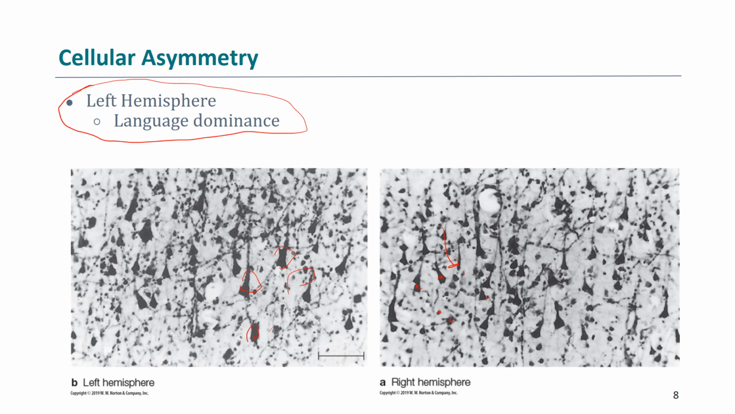This is the layer 3 pyramidal cell asymmetry. This visual examination reveals a subtle difference in the sizes of the largest group of layer 3 pyramidal cells, stained here with acetylcholinesterase. You don't have to know the name of the stain. In the left hemisphere, they are larger than in the right hemisphere. So you find the cells here larger than the right hemisphere here. This is right, this is left.